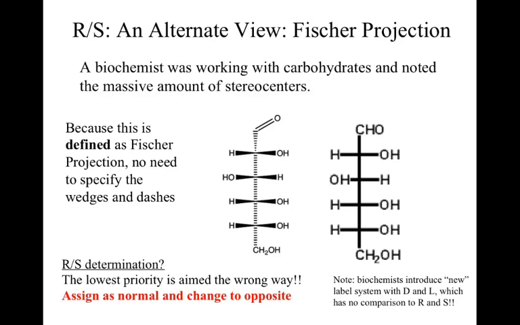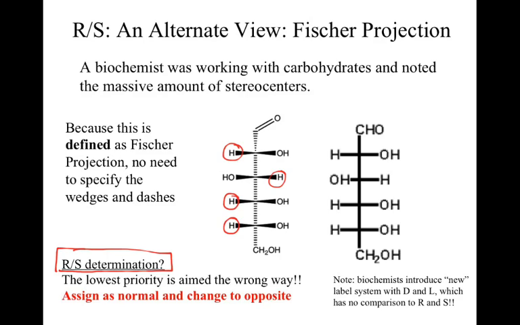The next part of this that's going to throw an extra wrinkle into this: what about the RS determination? Remember, when we assigned our R and S, we had to make sure that our lowest priority was aimed away from you. If we look at our Fischer projection, our lowest priority in each of these cases where we have a stereocenter is the hydrogen, and it's aimed at you. You're looking at it backwards. Well, that just means that your assignment is backwards. It's perfectly out of sync.